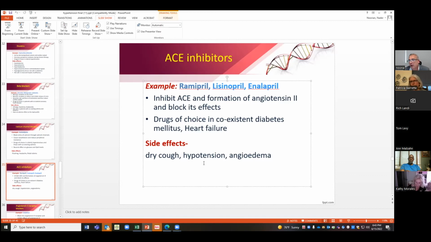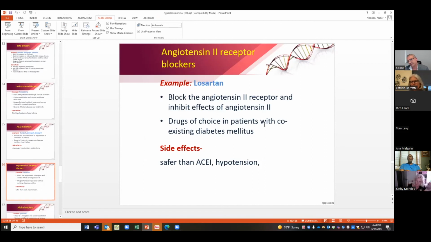So very, very good class, and very effective in people that have diabetes and also in heart failure because it reduces the risk of diabetic complications. It protects the kidneys against the effect of hypertension. So good medication in patients that have high blood pressure and diabetes.